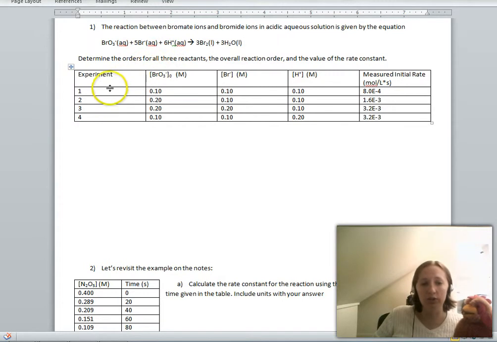So what you do is you run 4 experiments, and in experiment 1 versus experiment 2, you can look at the concentrations of the things and see what the scientists decided to do. They set all of the concentrations of the 3 reactants to 0.1 molar, and they let it run, and then they measured the initial rate of the reaction, and that was 8e-4 moles per liter per second, which is molarity per second.